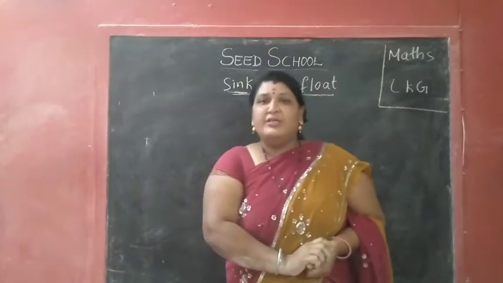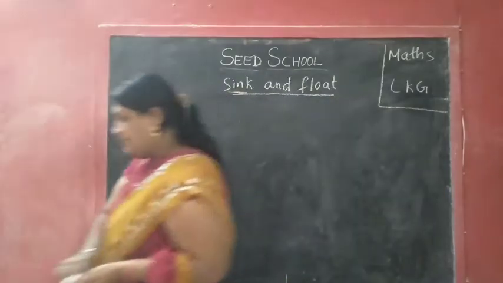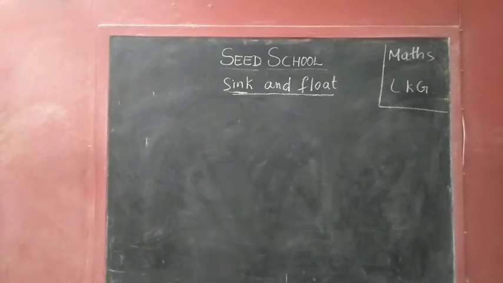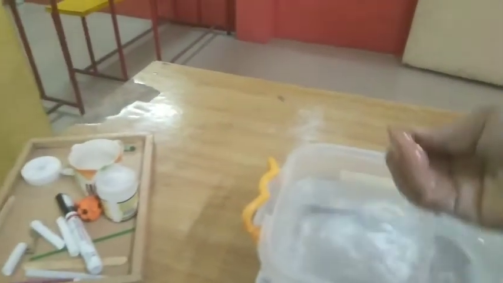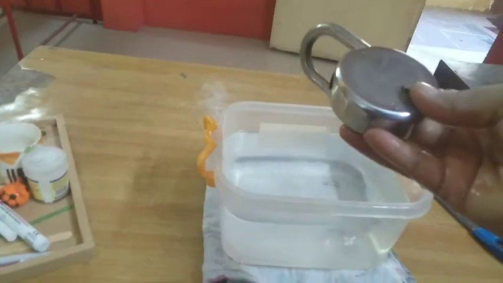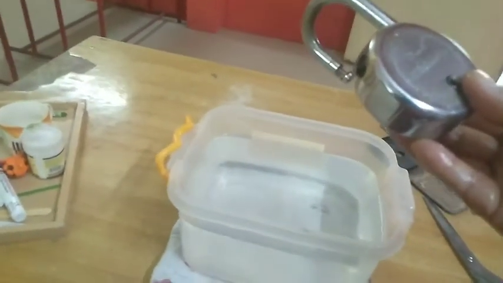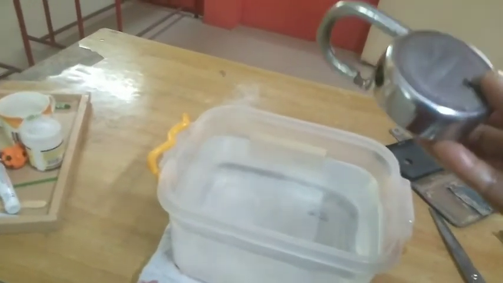Yes children. So children, I will show some small experiment. Ready? Yes. See children here. So there is a tub, a tub full of water. See children. So first I will show sink. When we take any heavy object and put it on the water, that object sinks on the water.